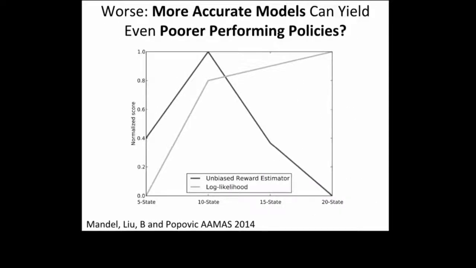This is what we didn't expect when we were first looking at this problem. So this was more concerning to us, that actually more accurate models can lead to worse performing policies. So this was a bit surprising to us. It later became, as is often the case, much clearer in hindsight. But let me just tell you what's being shown on this graph.